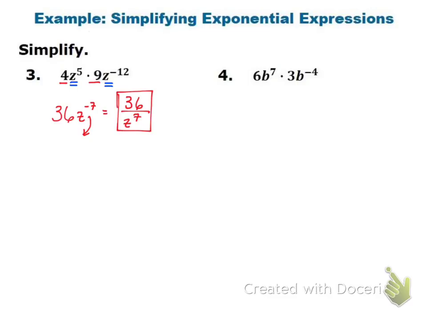Here, same thing, multiply the numbers together, and then I can multiply my b's together. So I get 18, and then again I'm multiplying, so I add, so b to the 3rd.